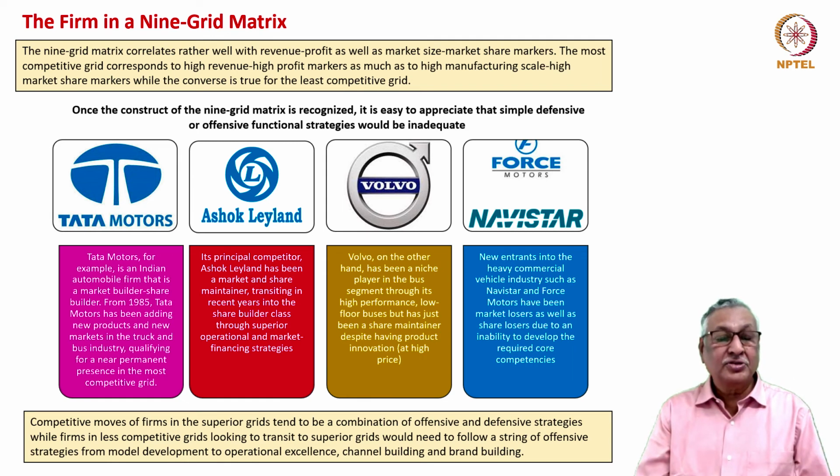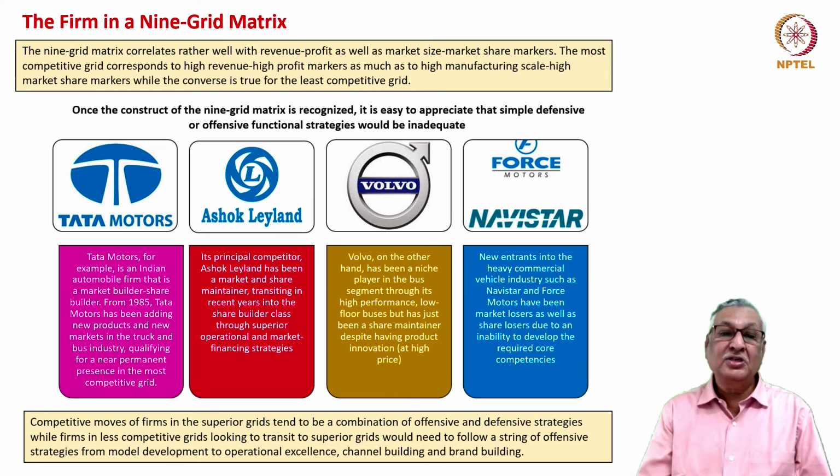Let us look at Tata Motors in the automobile field. It is an Indian automobile firm that is a market builder and also a share builder. In 1985, it started an aggressive product addition program. As a result, LCVs and SCVs, that is small commercial vehicles, were added to its portfolio, apart from diversifying and deepening the 3 or 4 ranges: heavy vehicles, medium vehicles, light vehicles and small vehicles. This has enabled the company to expand the market and also build the share.